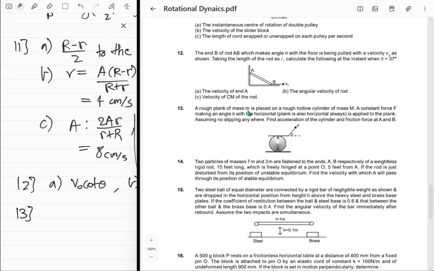A rough plank of mass something is placed on a rough hollow cylinder of mass capital M. A constant force F making angle theta with the horizontal is applied to the plank. The plank is also horizontal always. Assume no slipping anywhere. Find the acceleration of the plank, the acceleration of the cylinder, and the friction force at A and B.